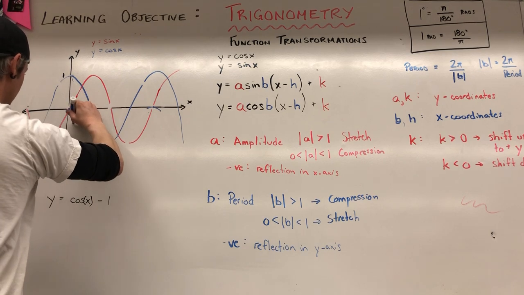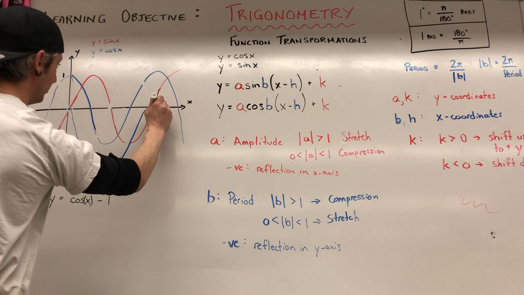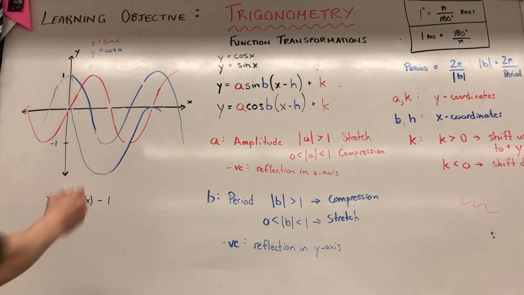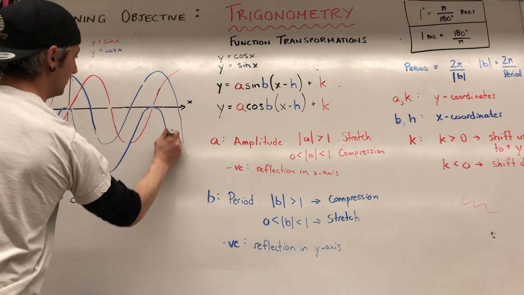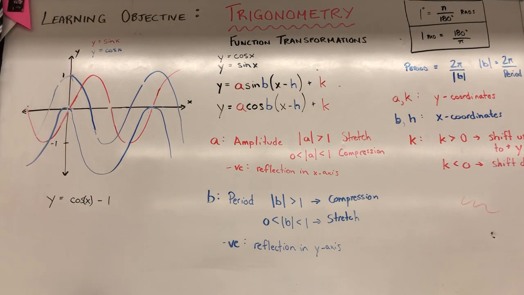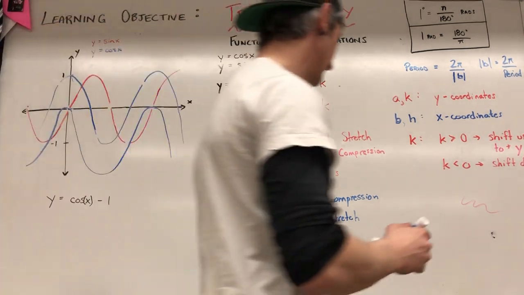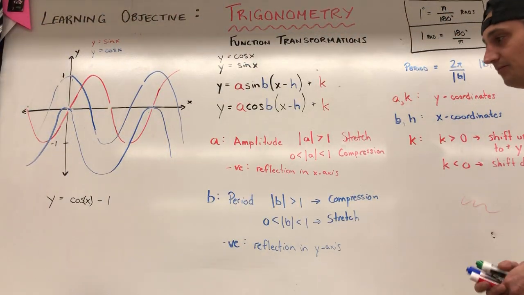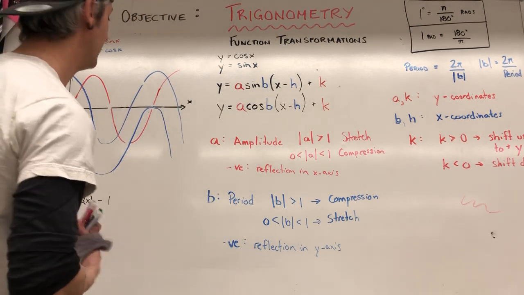So it's going to be basically parallel and shifted. And it would just keep going too, right? It would just keep going. So that's a shift of negative 1. We've just taken the whole thing and moved it down by 1. Okay? Now I am going to erase this and redraw it for the last one.